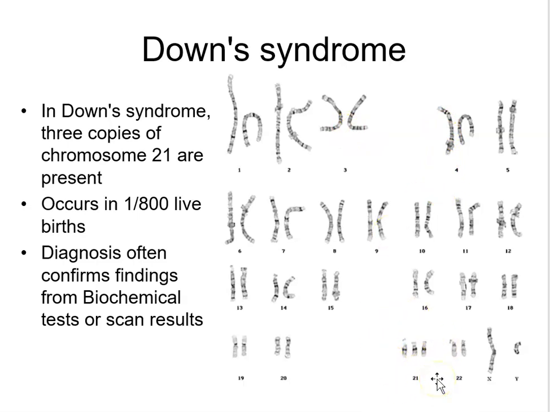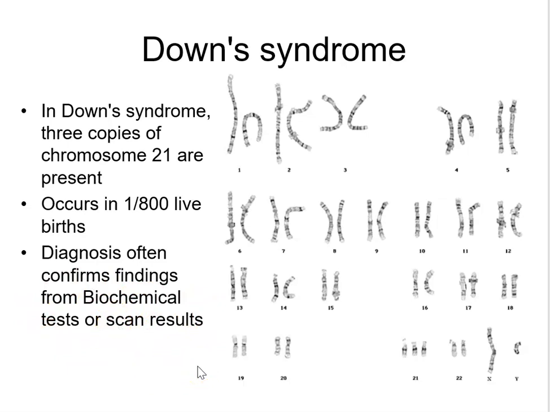And what we can see here is a case of a male Down syndrome, because we've got an additional chromosome 21. So Down syndrome's one of the most common chromosome aberrations, about 1 in 100 live births, much more common with older parents. So this karyotyping is sort of an older technique that can be used to confirm the biochemical test or scan results.